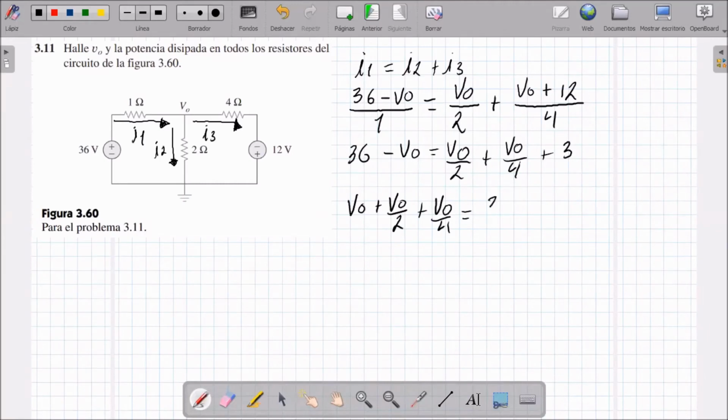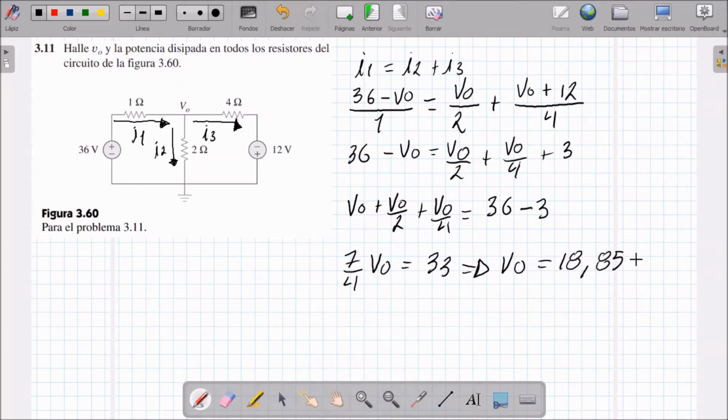Leave it still there, minus. This is plus 3. I'm going to pass it to the other side the same, therefore it would be minus 3. Okay, so if I operate this, 1 plus 1/2 plus 1/4, this will be like 7/4 of V0 equal to 33. Well, then V0 is left equal to 18.857 volts.